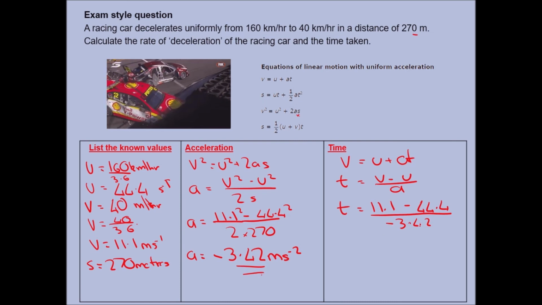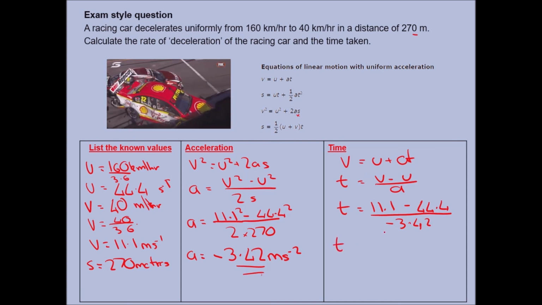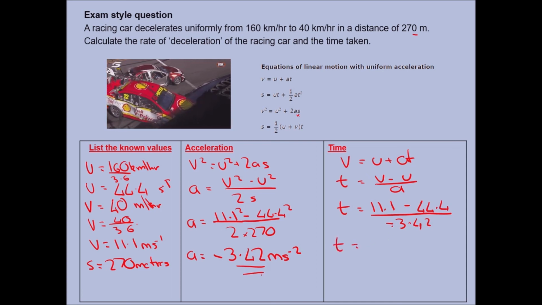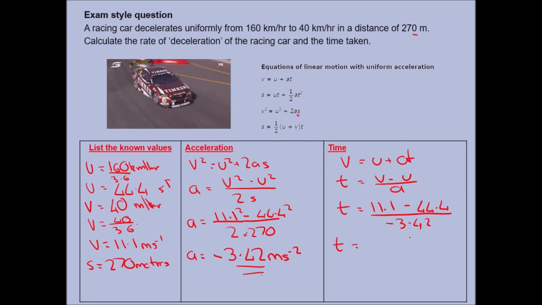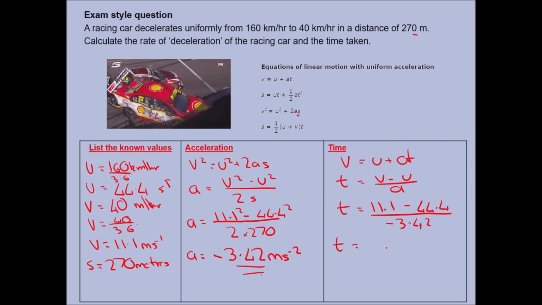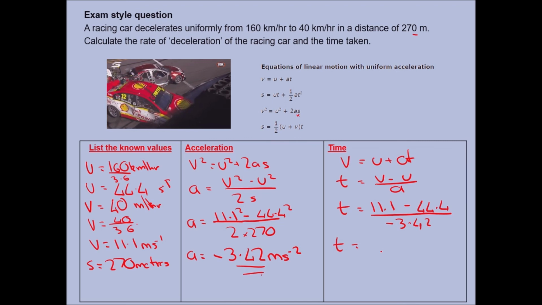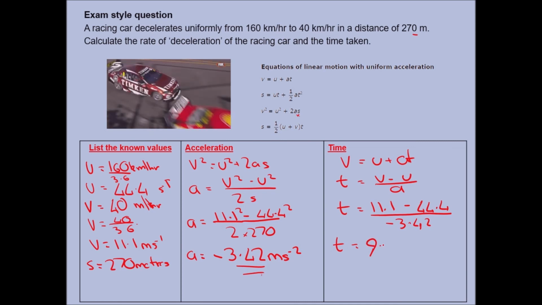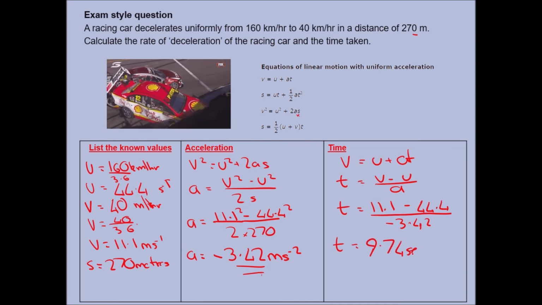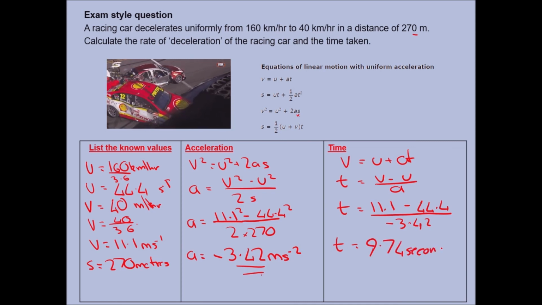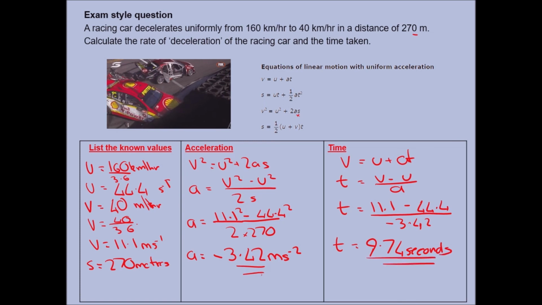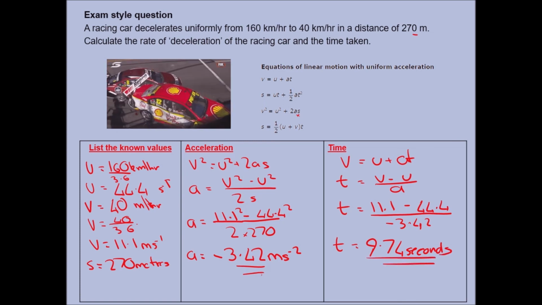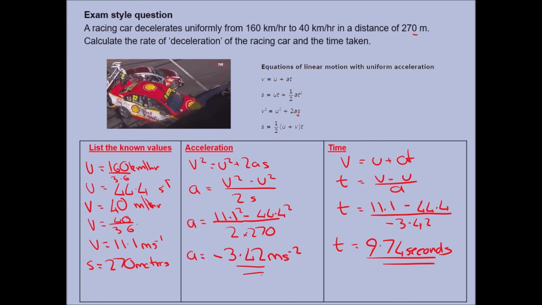We can't have a minus answer for our time, because time can't go backwards, can it? So if we put our minus in the bottom, we'll get a positive. So 11.1 minus 44.4 divided by minus 3.42. Stick that in your calculator. We'll do 3 significant figures, and we should get an answer of 9.74 seconds. There we are. So there's a fair bit going on.